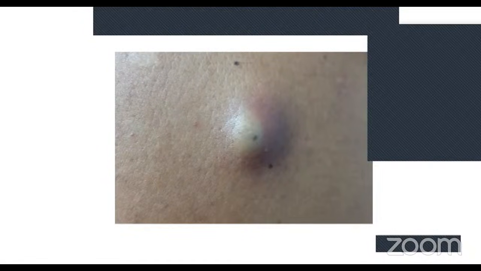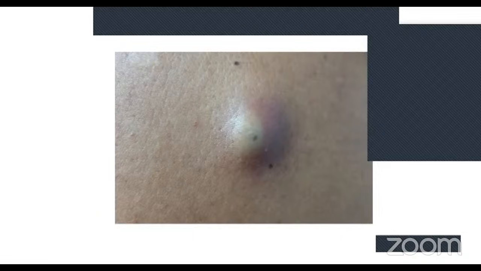How? Tell me, anyone? I have told you this many times. Even if there is no punctum, it can still be a sebaceous cyst. Yes, Aditya, correct. Only 70% of the time does the sebaceous duct open directly into the skin. In the other 20 to 25%, the sebaceous duct opens into the hair follicle, but not into the skin.